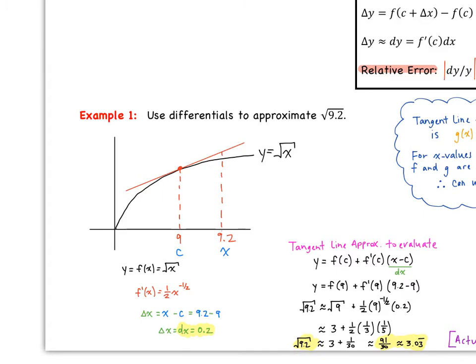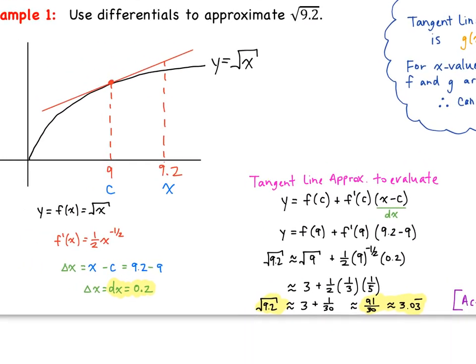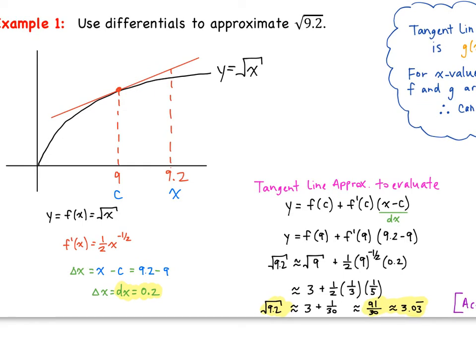Now we're going to actually use our formula, that tangent line approximation, to approximate the square root of 9.2. So remember our formula: y is equal to f of c plus f prime of c times x minus c. That's our delta x. So I'm just going to plug in. We know c is our 9 value. So y is really equal to f of 9 plus f prime of 9 times 9.2 minus 9, or our 0.2.